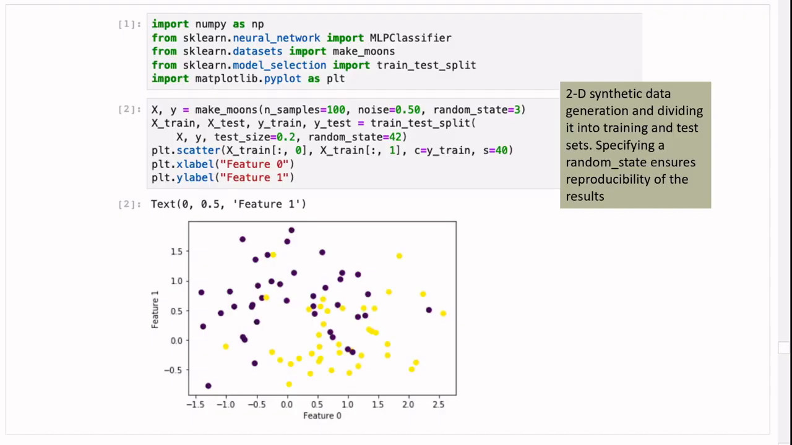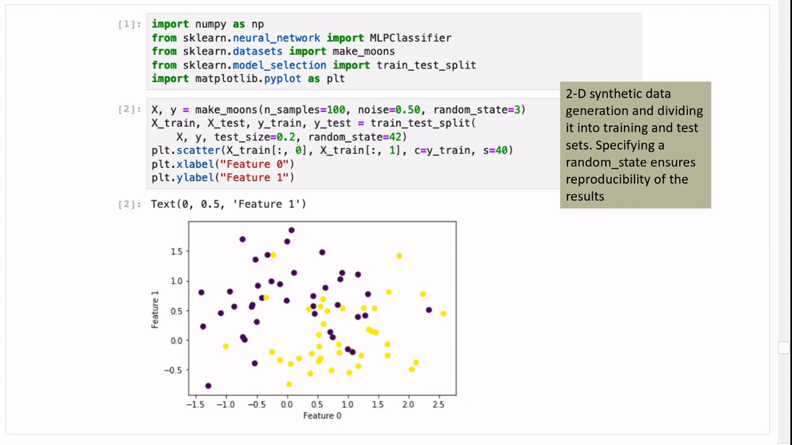So let's start with a very simple example. We have a two-dimensional synthetic data that is shown here in the figure, and using this data we basically split it up into training and test sets, and we basically then train a network with a different number of hidden layers and see how the results turn out to be.